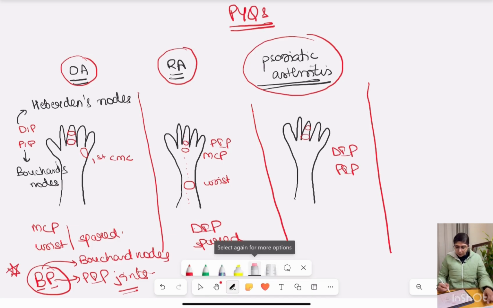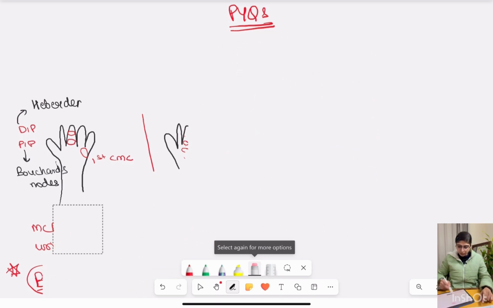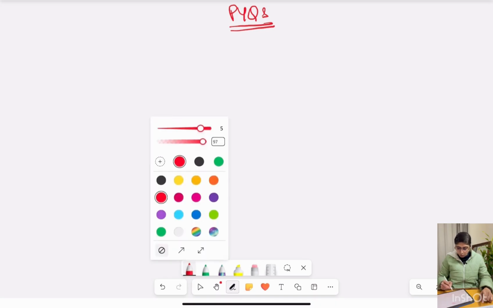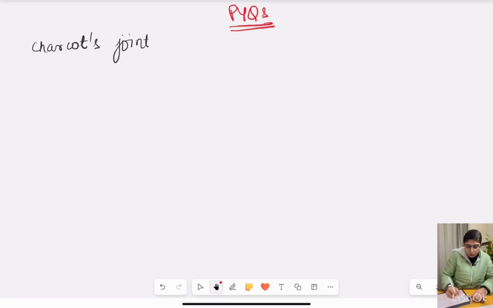The next question that is usually asked is Charcot joint. Some people pronounce it one way, some people pronounce it another way. I used to pronounce it differently when I was a student, and that was also okay. Pronunciation doesn't matter. Knowledge about the disease is more important. So Charcot joint, what is Charcot joint?